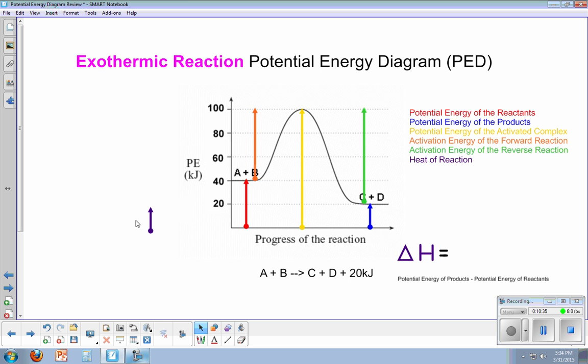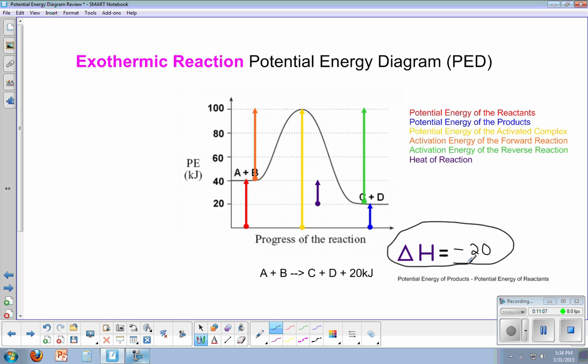So last thing we said is heat of reaction, which is going to be the purple. So again, change in heat over the course of the reaction. We started at 40 kilojoules, we ended with 20. That's a difference of 20. Now, remember that when we solve for delta H, we always take products, potential energy, minus reactants. So if I do 20 minus 40, I actually get a negative value. I get negative 20. Much better. So negative delta H would be for exothermic reactions. The negative just shows me that the energy was released instead of absorbed.